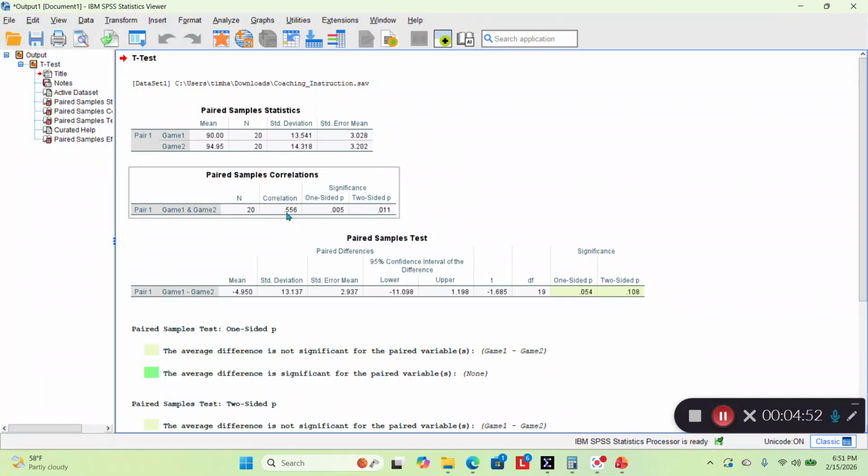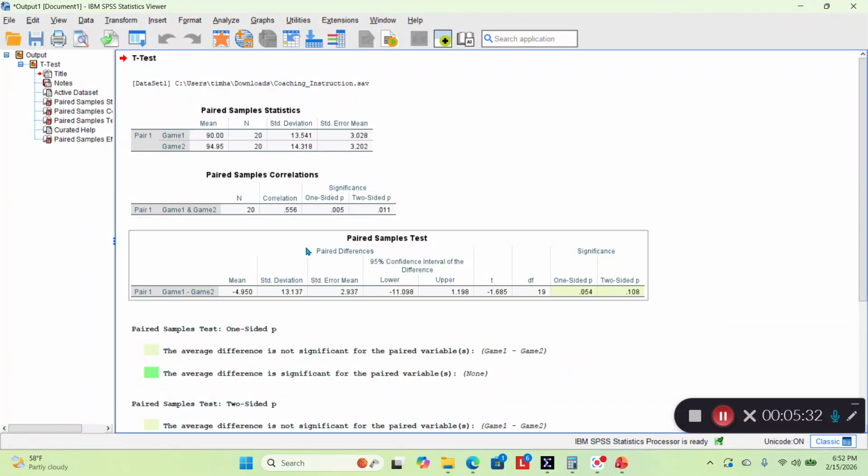And then speaking of significance, we're going to go to our significance values and our p-values here. Okay, so our one-sided p is 0.005, and then our two-sided p is 0.1. So looking at both of those, they're both less than 0.05. So both of those are less than 0.05. So that means that the data set is statistically significant comparing those two.